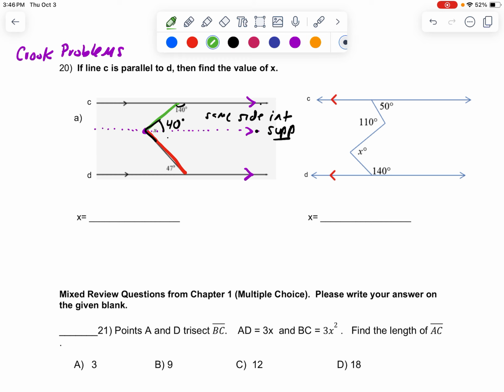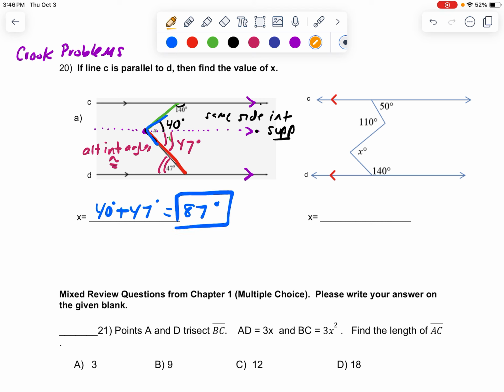Now, we can't say this is 40. That's incorrect. We don't know that. But what we do know is that this 47 down here and this angle up here are alternate interior angles, and those are congruent to each other. So this angle is 47 as well. So that means that the entirety of angle X, this entire thing, is the 40 degrees plus the 47 degrees, or 87 total degrees.